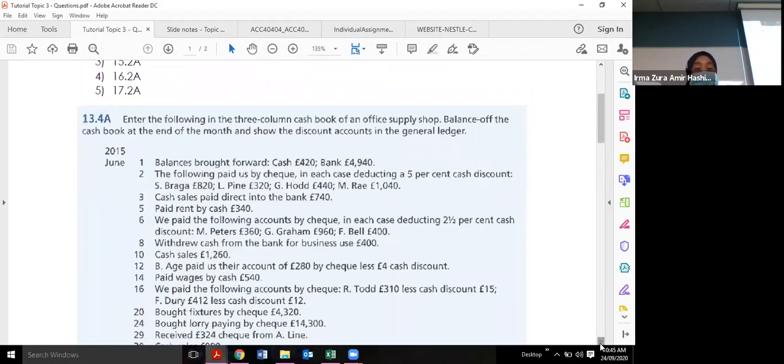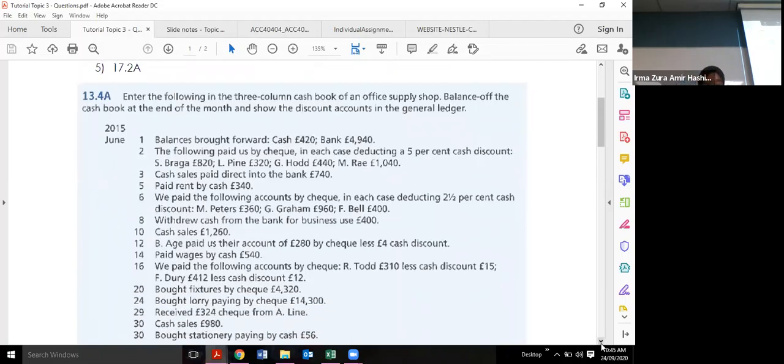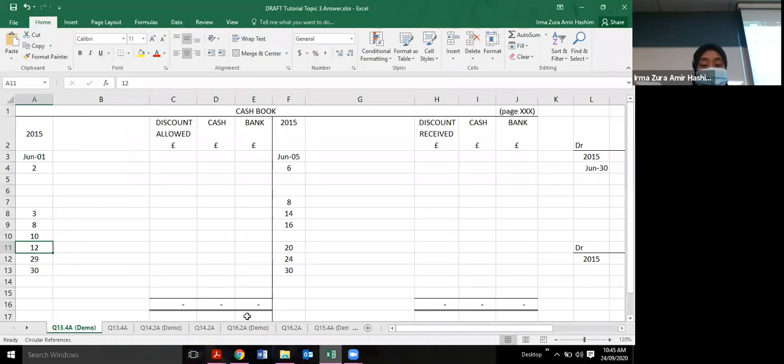So we also have 2 columns. So the 3 column one will look like this, whereby you have, see, can you see this one? It's still a T form, okay? So this side is debit, this side is credit.